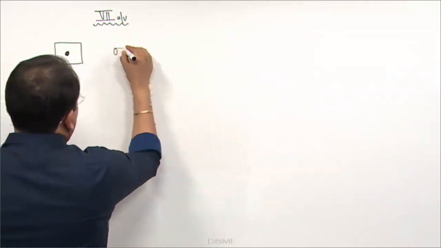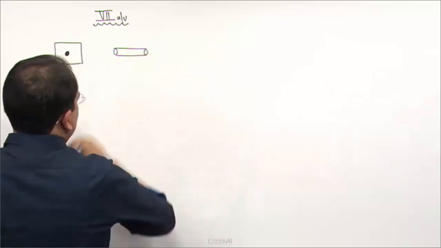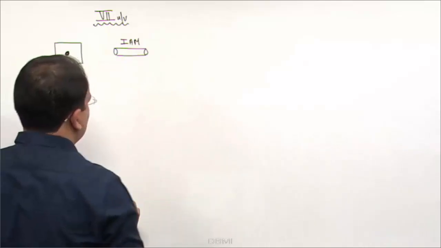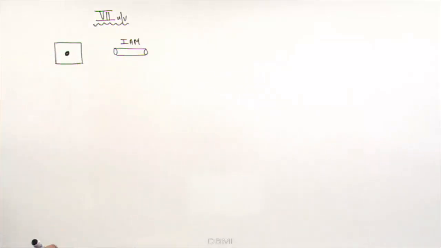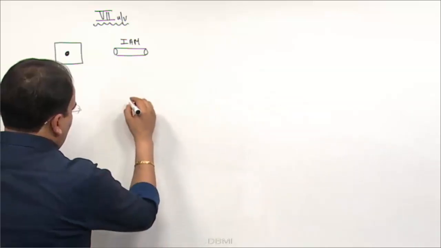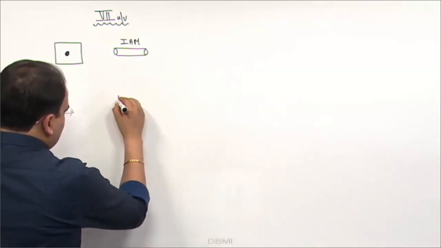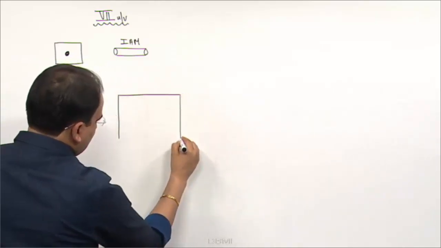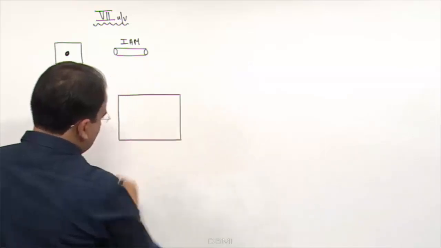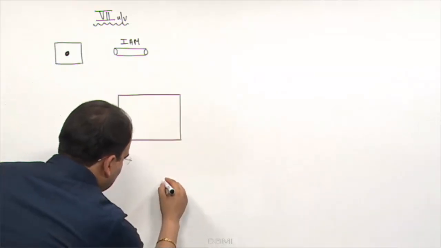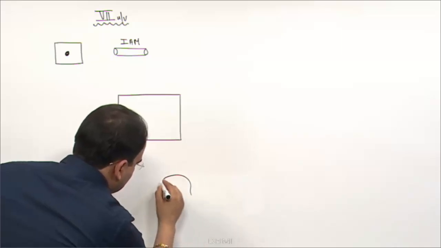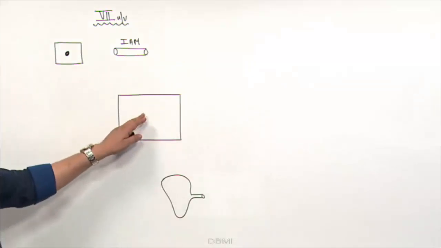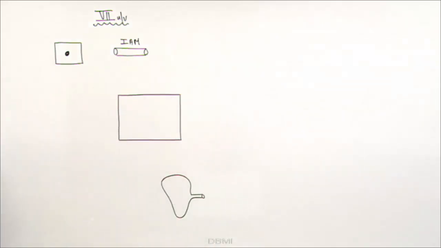Let's say this is the internal auditory canal. This is the internal acoustic meatus or internal auditory canal, and there we have the middle ear cavity. And let's say this is the parotid gland. Schematically, this is the middle ear cavity, this is the parotid gland, and this is the internal auditory meatus or internal auditory canal.